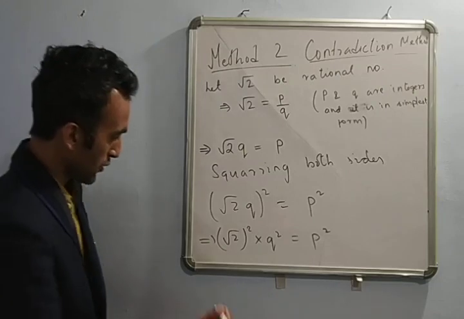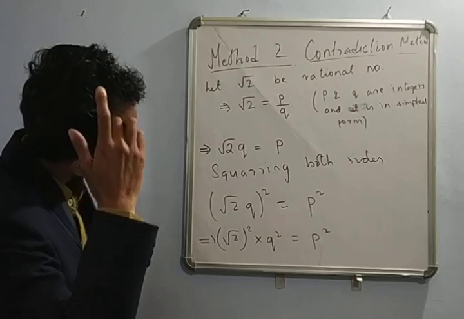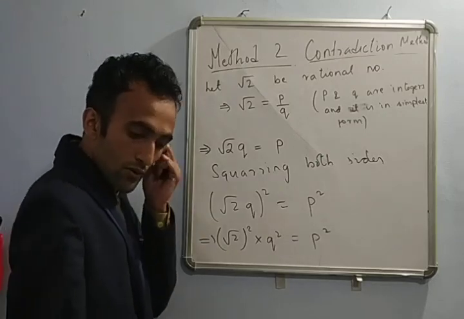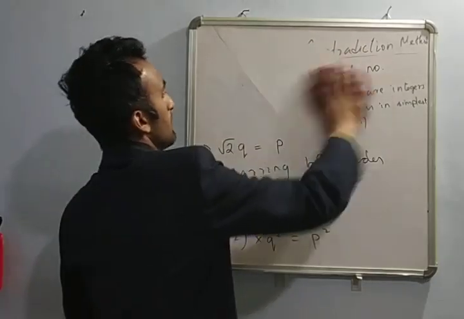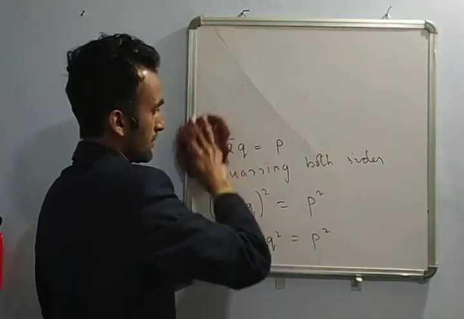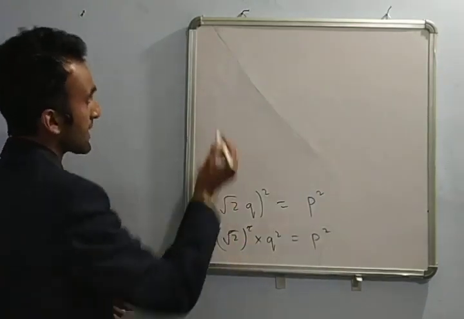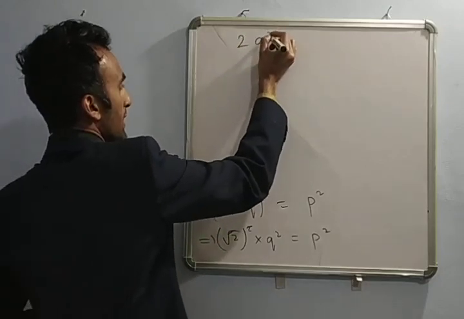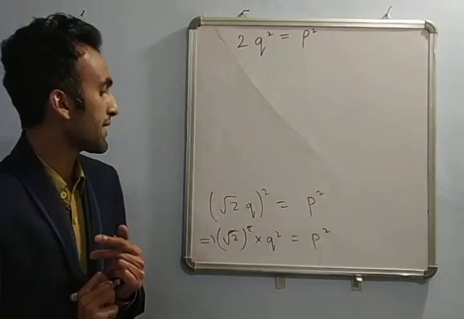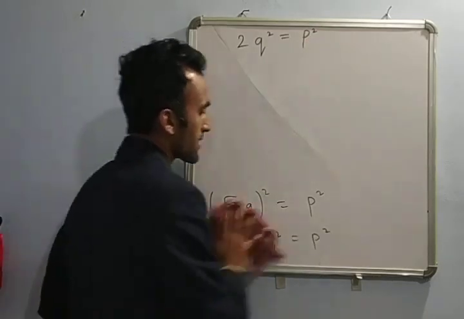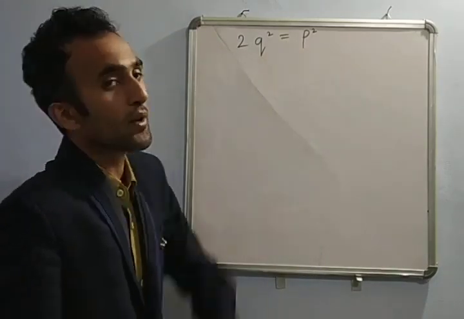You can just pause the video so that you can note it down. Now, till here I think everything is clear. Now square root of 2 square and the square root get cancelled. It becomes 2Q square is equal to P square. Check. 2Q square is equal to P square. What does it imply? Just see.